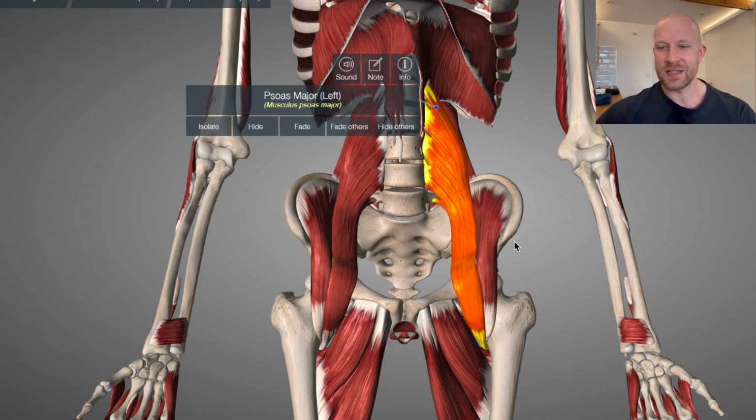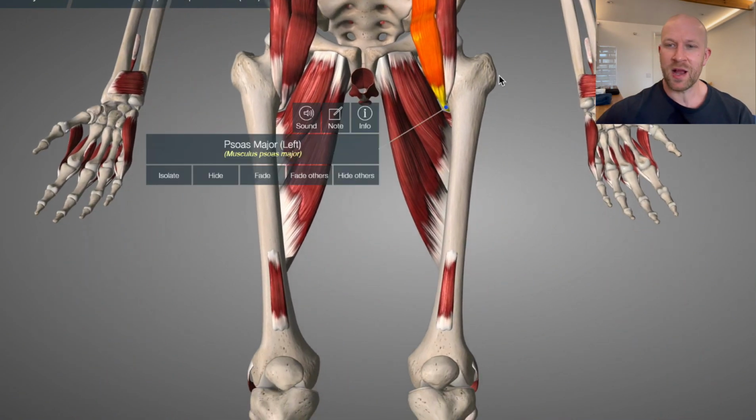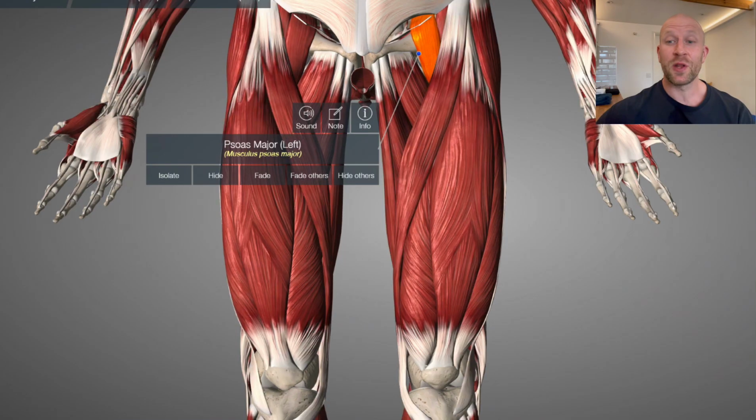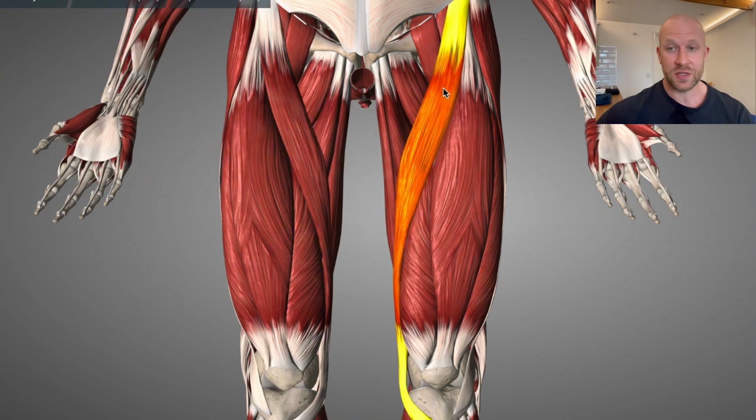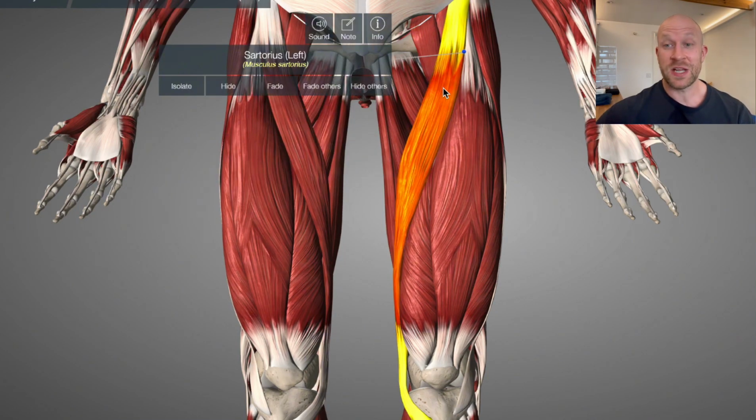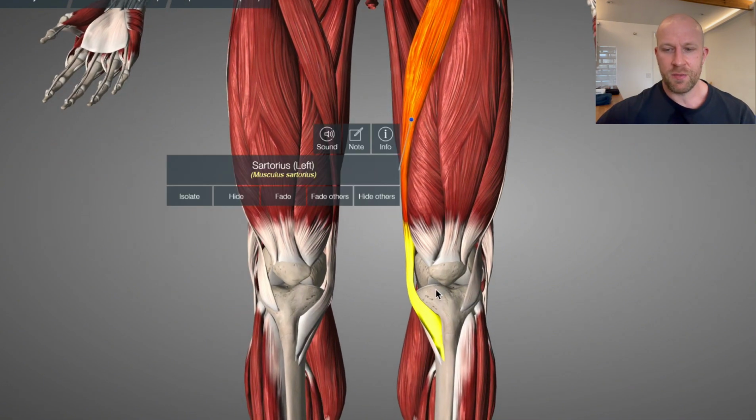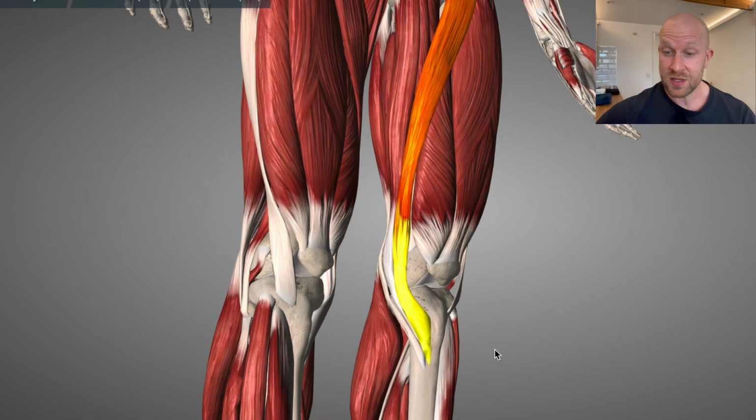Further down the anterior leg, we're going to build those layers back up before stripping them away again, and we've got the longest muscle in the body, sartorius. So sartorius originates at the ASIS on the ilium, comes all the way down, wraps around the inside of the leg, and inserts at a very interesting insertion point. We call this the pes anserine or pes anserinus.